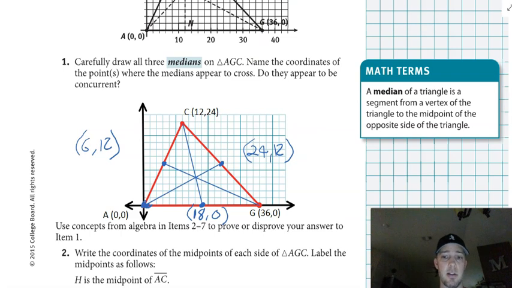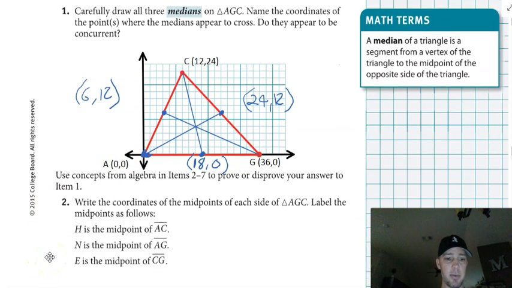As we could have expected, it does look like they meet at a point of concurrency here at, what is this, 12, 14, 16, and 8. So it looks like the point of concurrency would be 16, 8. But let's check this algebraically like we did. Let's call H the midpoint of AC. So H is the midpoint of AC. That'll be this piece here.